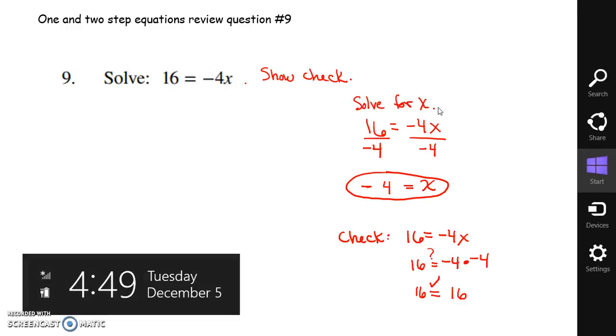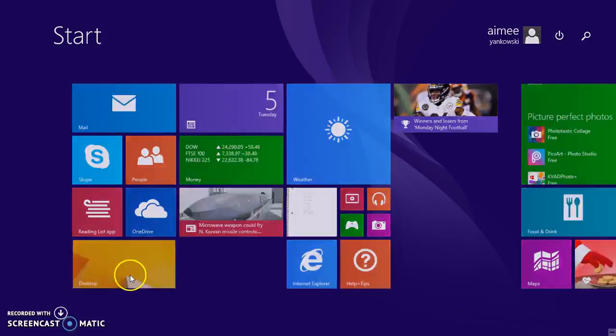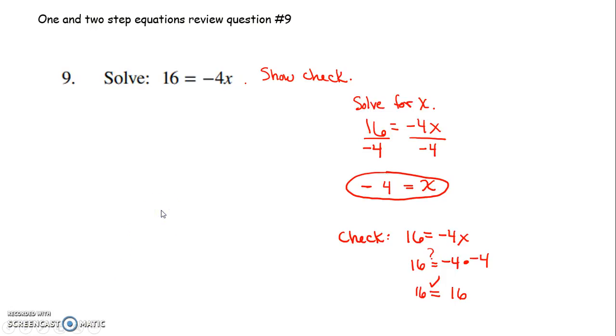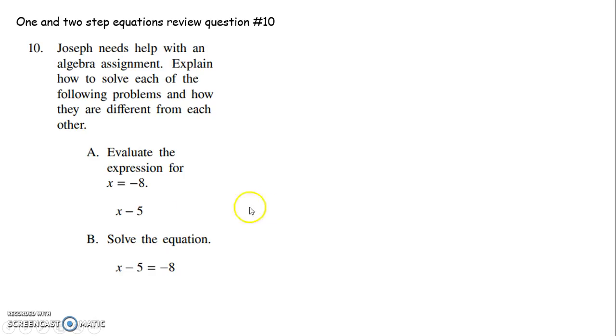All right. I think there's one more on your test. Number 10, it says Joseph needs help with an algebra assignment. Explain how to solve each of the following problems. How are they different from each other?